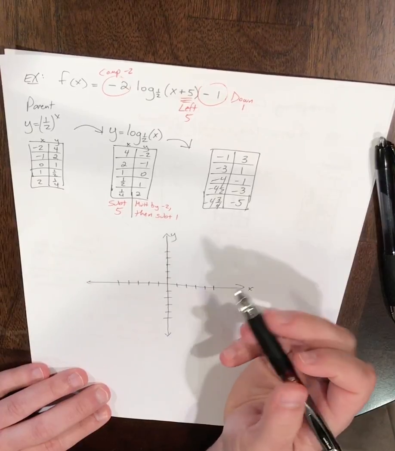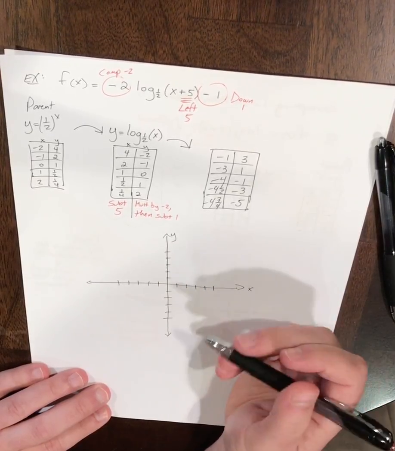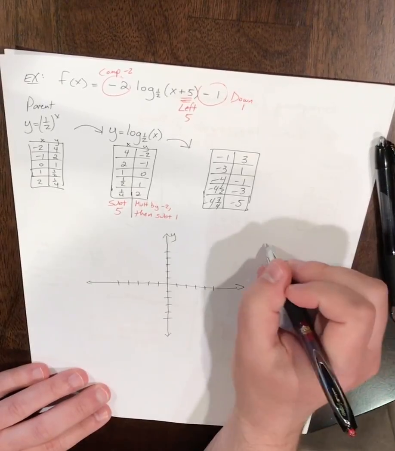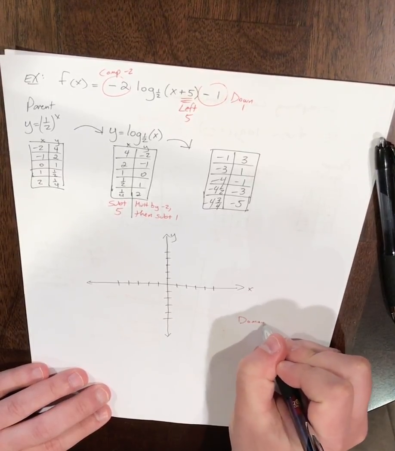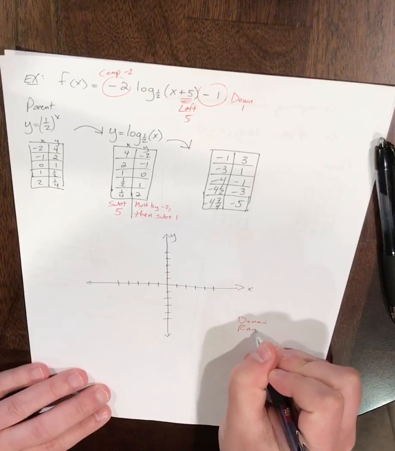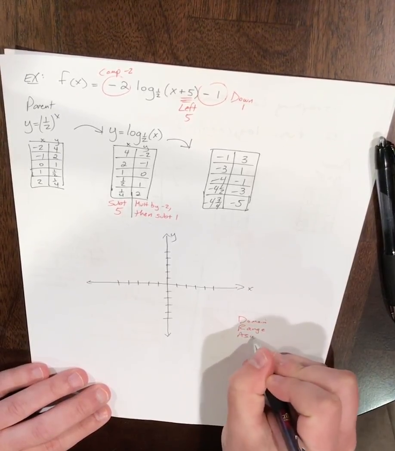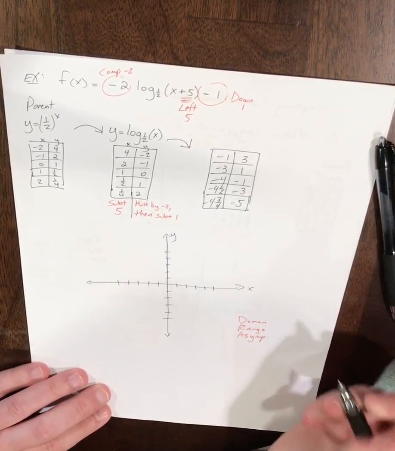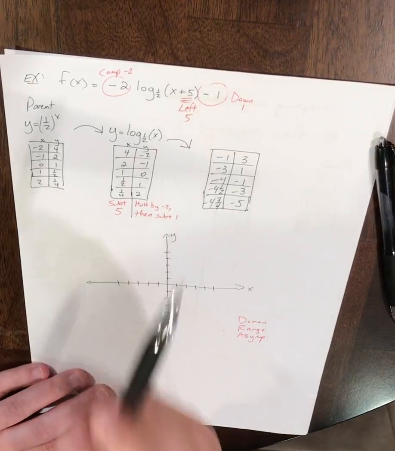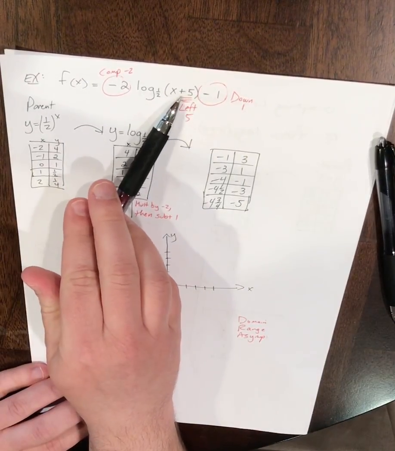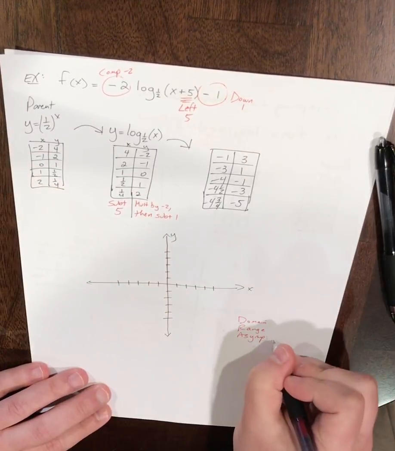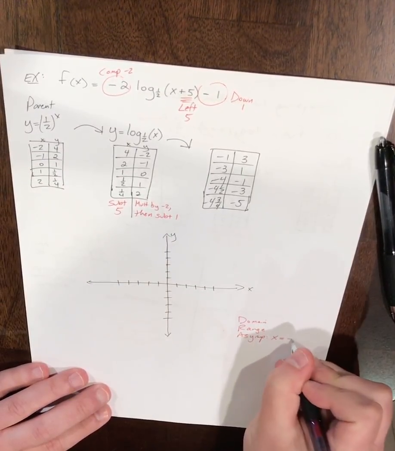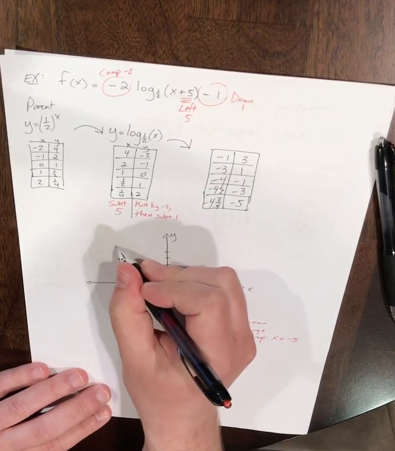So I like to, again, put my asymptote on the graph first. The asymptote corresponds with the horizontal change for these types of functions. So since I'm going left 5, the asymptote will be x equals negative 5. And I'll put that on there right now.